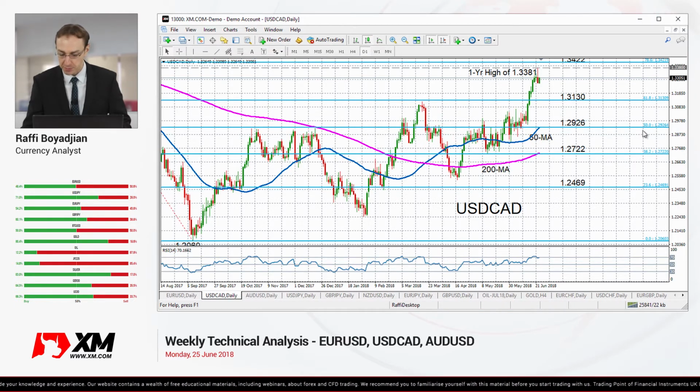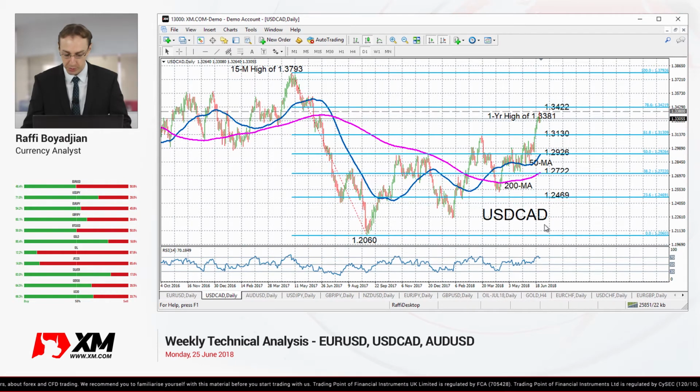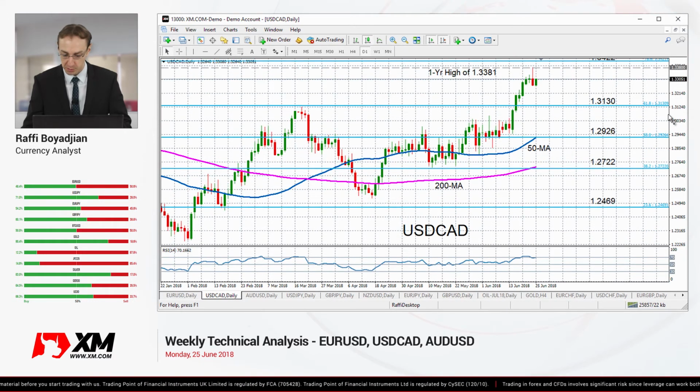Below that, we have the 50% Fibonacci retracement of that down leg from 1.3793 to 1.2060, and that support level is also significant because it's also where the 50-day moving average is currently standing. If prices were to drop below that level, it would mean the positive bias being erased, and it would shift the focus to the downside.